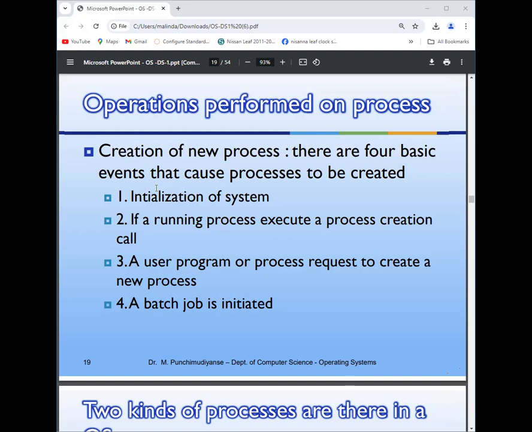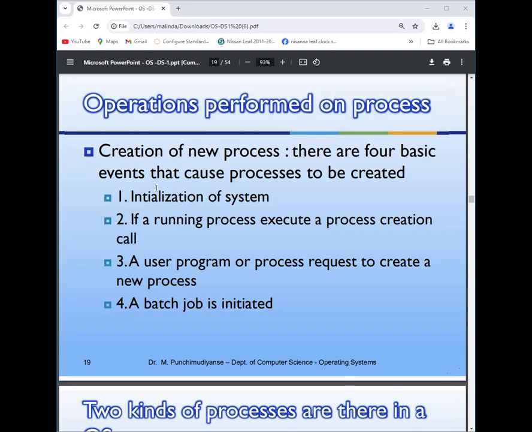Then afterwards you will get the login screen. So in between that, several tasks have to be carried out. The operating system has to load and all those things. So for that, several processes are created. That is why, as a first point, it has been said that initialization of the system will create multiple processes.